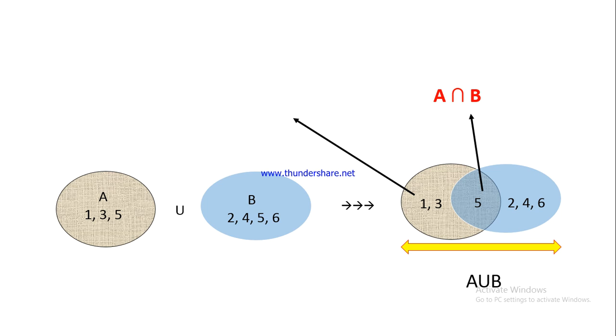Now what is basically this? You would recall from our earlier discussions that this is nothing but A, which is 1, 3, 5, minus the overlapping part, that is 5. So basically 1, 3 is nothing but A minus A intersection B, the whole of the circle which is representing set A minus the intersection part.